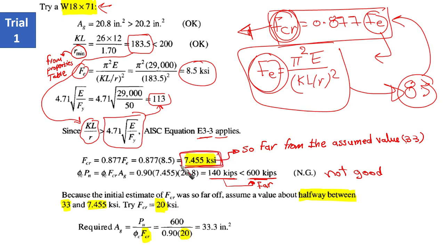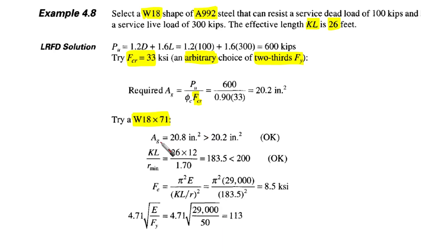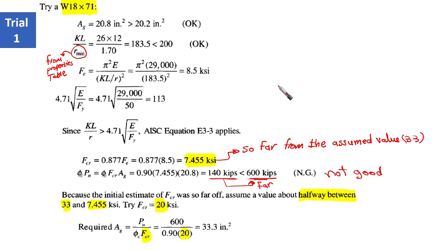Can you imagine this? It is so far from the assumed value. The assumed value was 33. We started with 33. If we go back here, 33. We tried only an arbitrary choice of 2/3 of F yield, right? But the one that we have obtained is 7.45. Very far from the assumed value. Then let's go and calculate phi c times Pn.